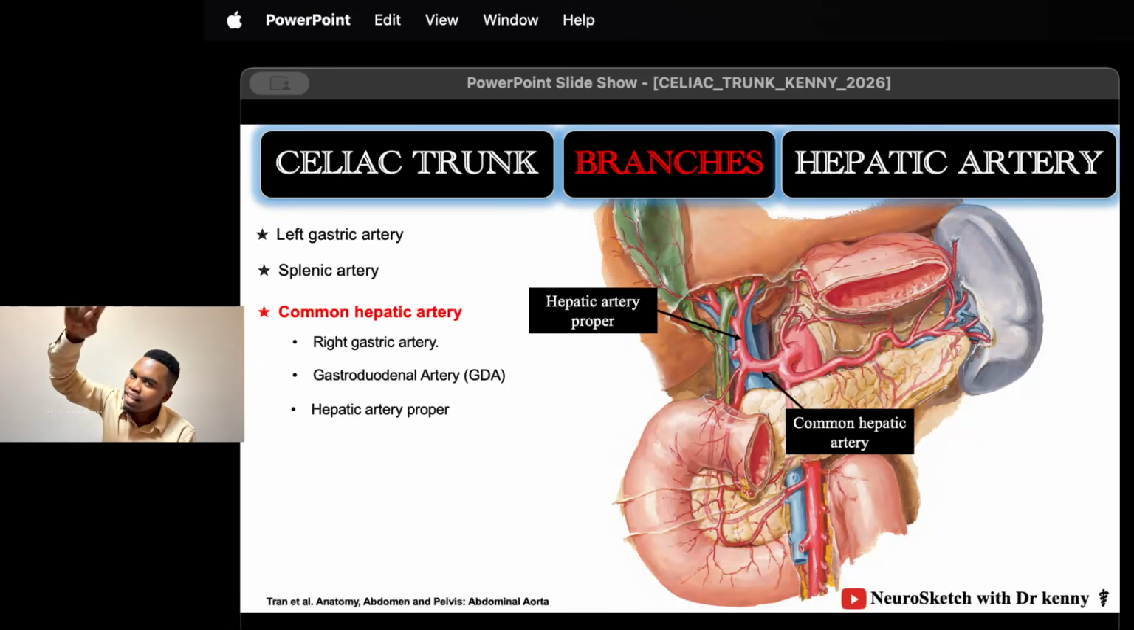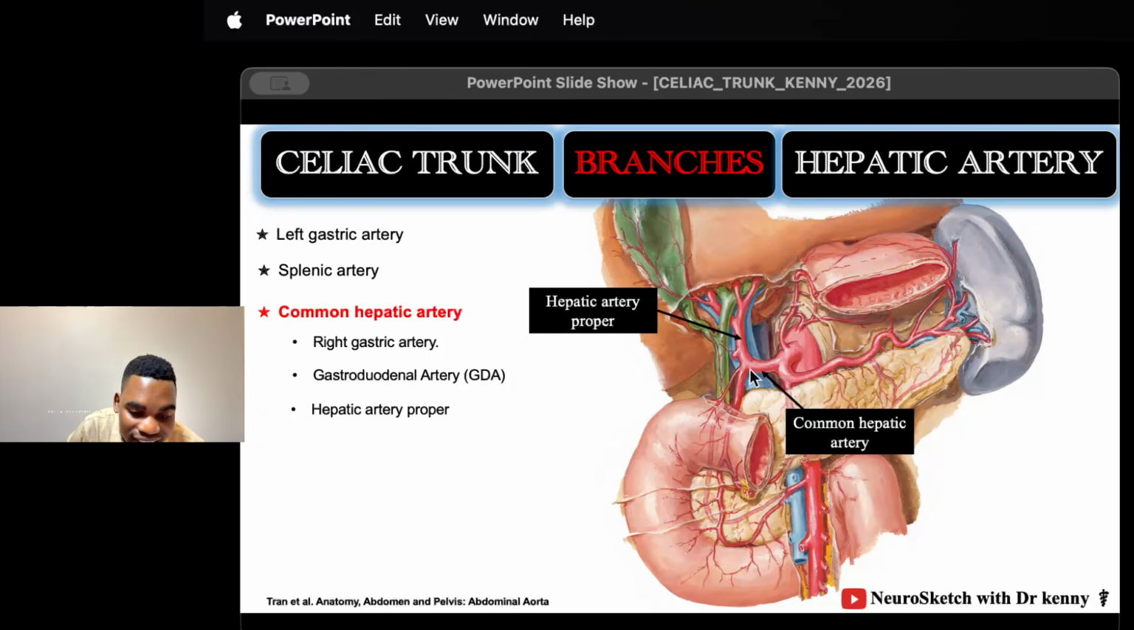We have seen the left gastric artery supplying the lesser curvature of the stomach, and we said it anastomoses with the right gastric artery, and this is the right gastric artery which is coming from the common hepatic artery, or simply hepatic artery. Okay. And these are the main branches of the common hepatic artery.